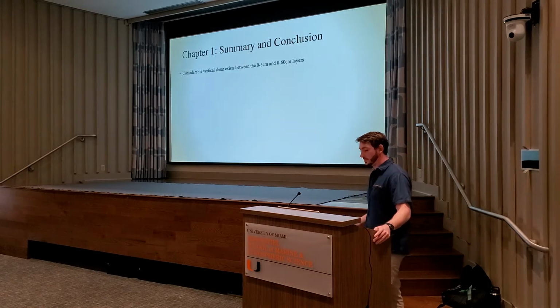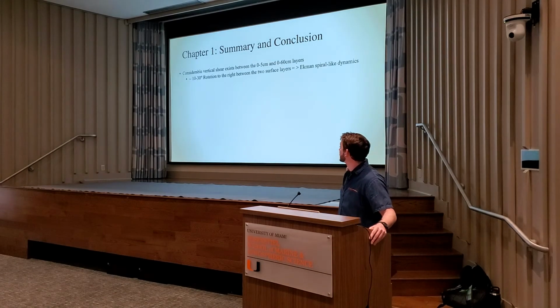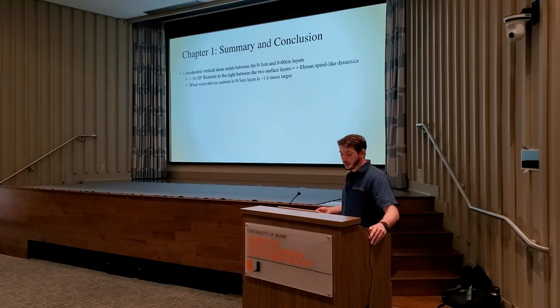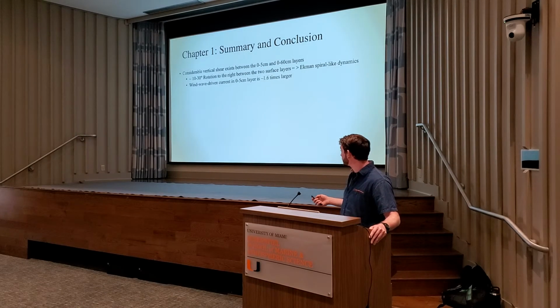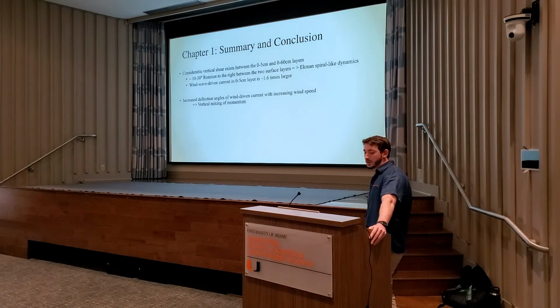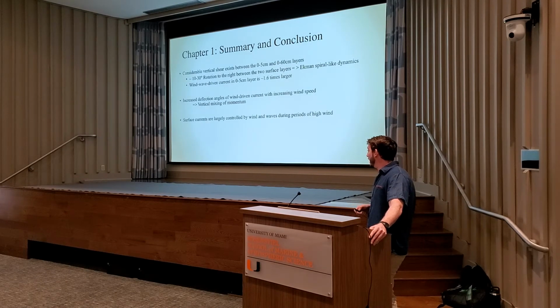To summarize, considerable shear exists between the 0 to 5 and 0 to 60 centimeter layers with a rotation that resembles Ekman spiral-like dynamics. And we see a strong shear between the two layers, with the 0 to 5 centimeter layer being 1.6 times larger. We see increased deflection angles as the wind speed increases, which we think is due to vertical mixing of momentum. And currents are largely controlled by wind and waves during these high wind periods, which shows the importance of incorporating this vertical shear into any type of model that wants to predict the transport of pollutants.